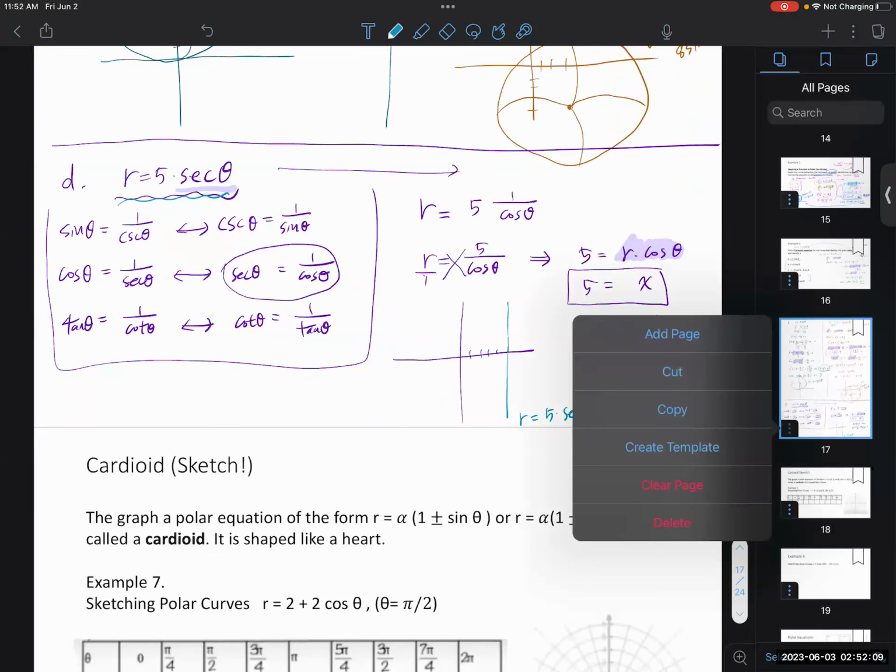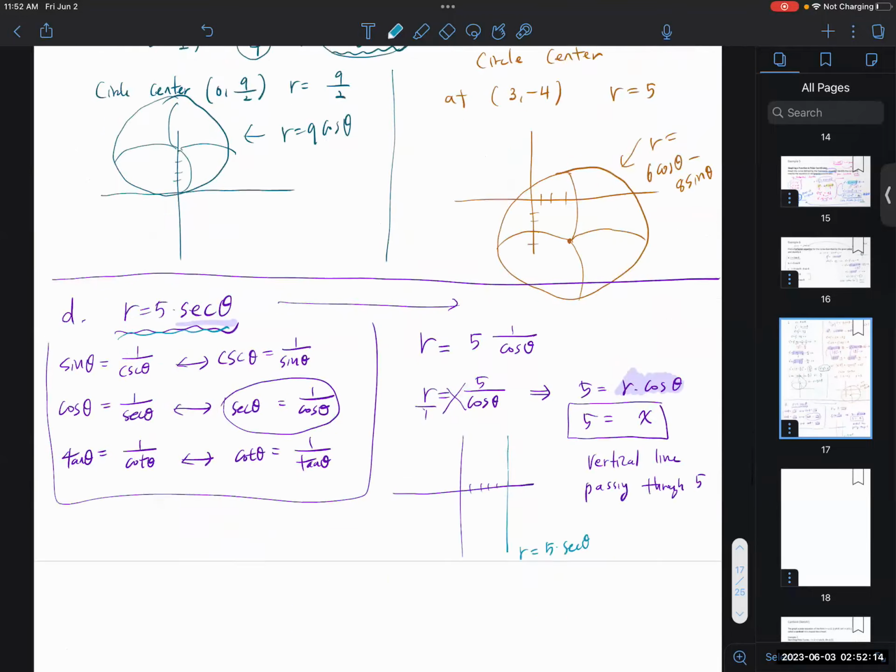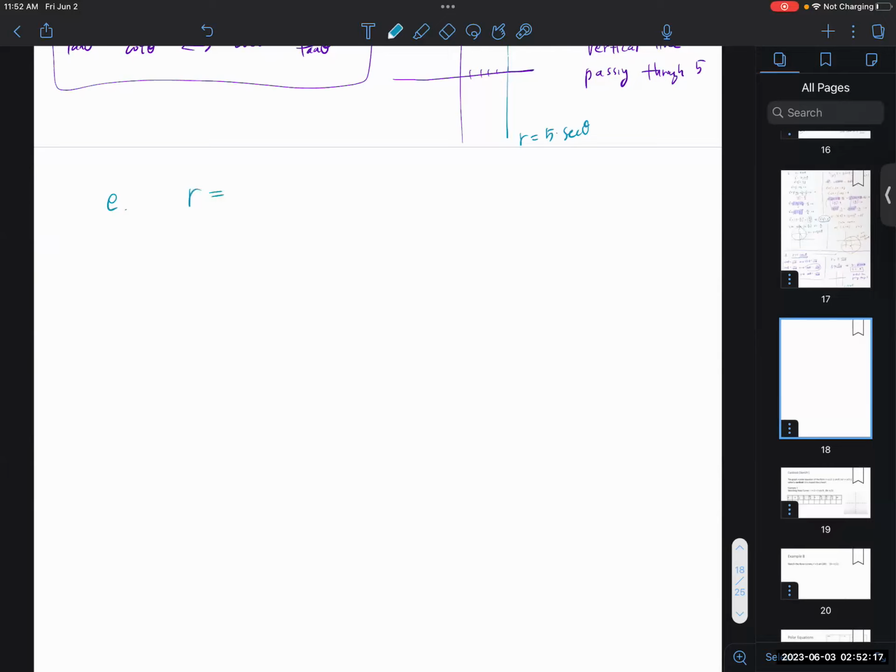One more example I think we have. We have A, B, C, D. Let's do the last one. Here, E, we have r equal to secant theta times tangent theta. Actually, my bad, it's not addition, it's multiplication. Secant theta is 1 over cosine theta. Tangent theta is sine theta over cosine theta. We are multiplying, that is r. So r equal to sine theta over cosine squared theta.